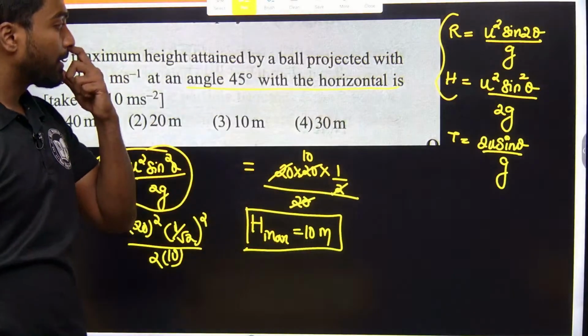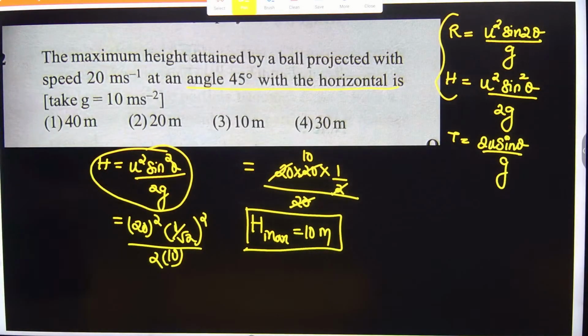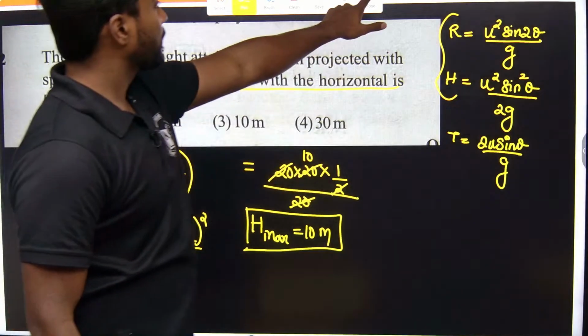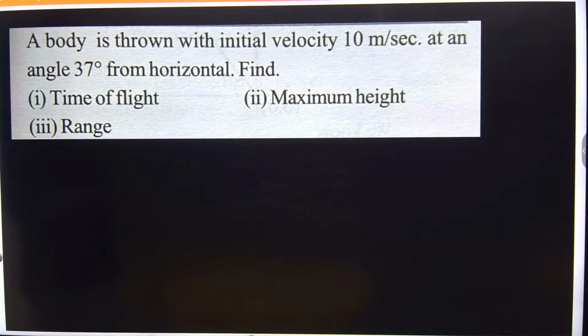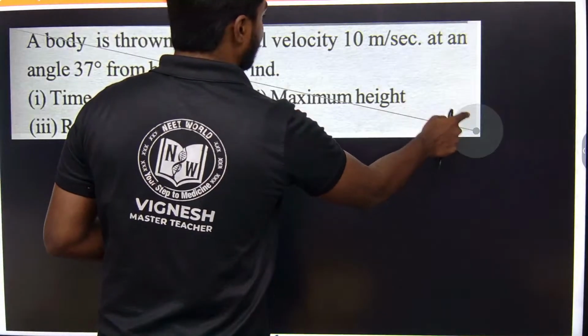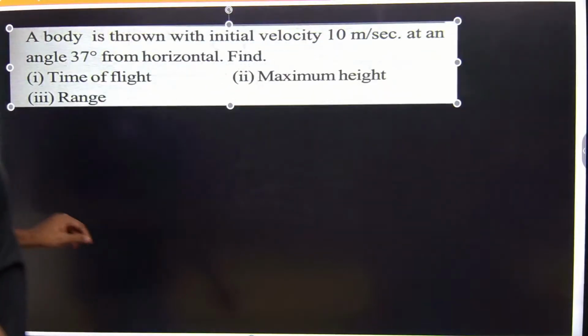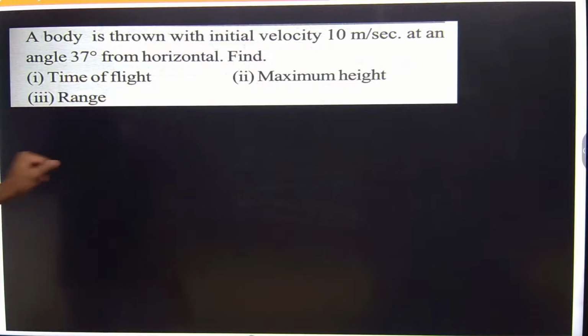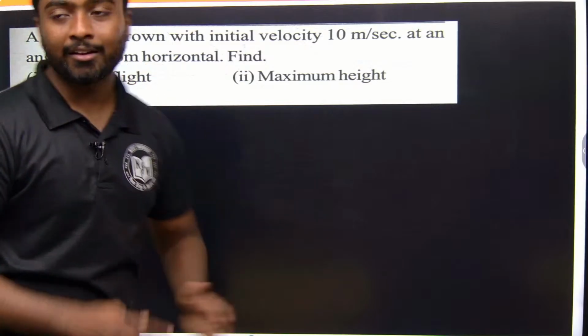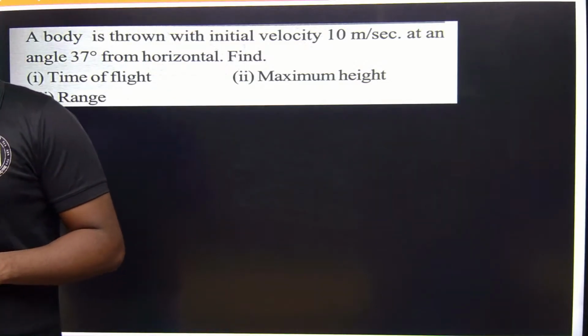Okay, let's go for the next question. A body is thrown with initial velocity 10 meter per second at an angle 37 degree from horizontal. They are asking to find the time of flight, maximum height and range. So let me write those formulas first and let us calculate those things.